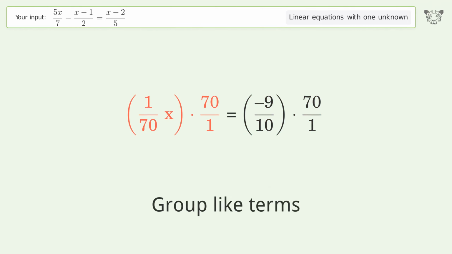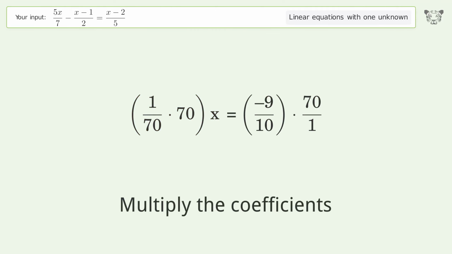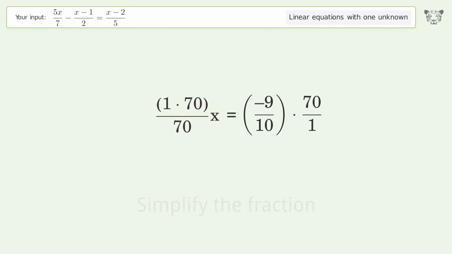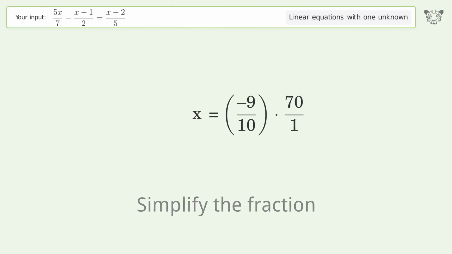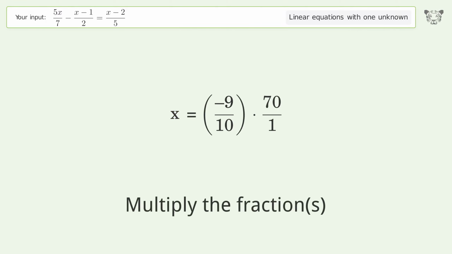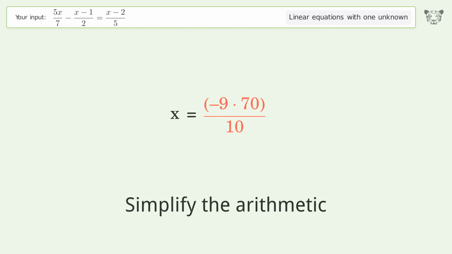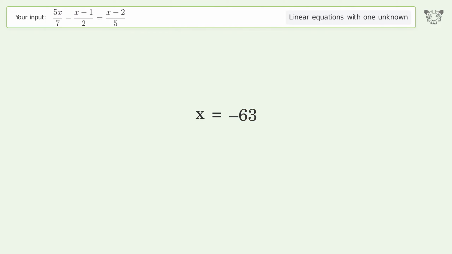Group like terms. Multiply the coefficients. Simplify the fraction. Multiply the fractions. Simplify the arithmetic. And so the final result is x equals -63.